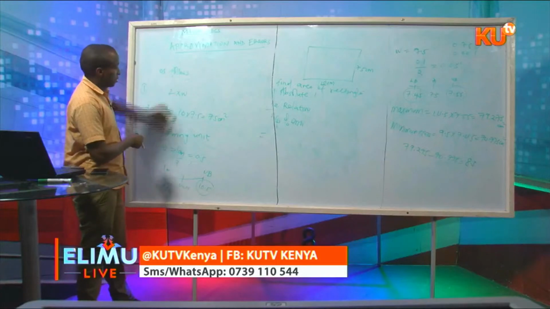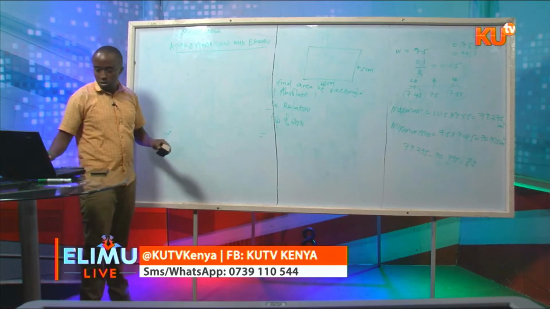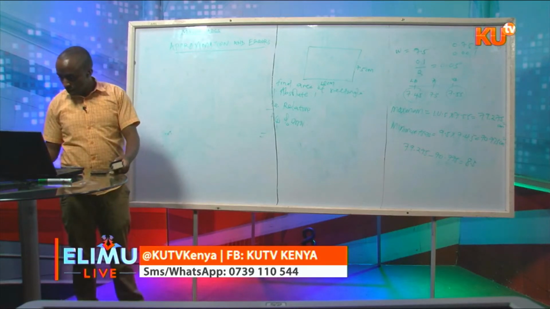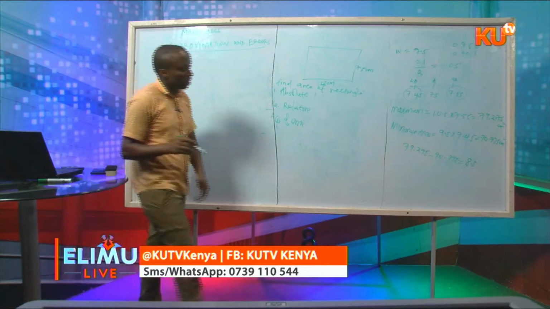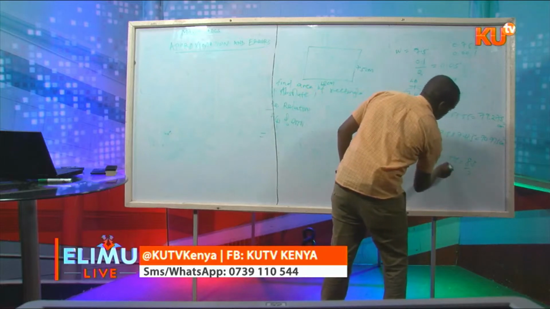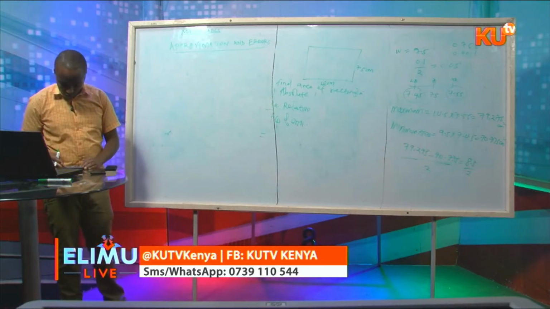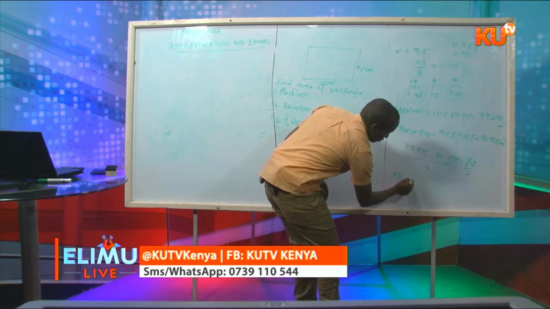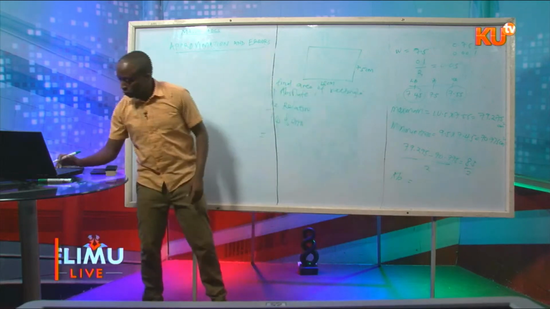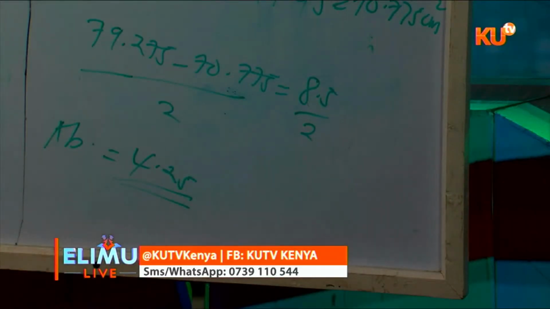Allow me to remove this one, so you can check that you get the same answer. For this one, you have to divide by 2 to get the absolute error. Sorry, I forgot that one. Divide by 2 to get the absolute error, which is equal to 4.25.